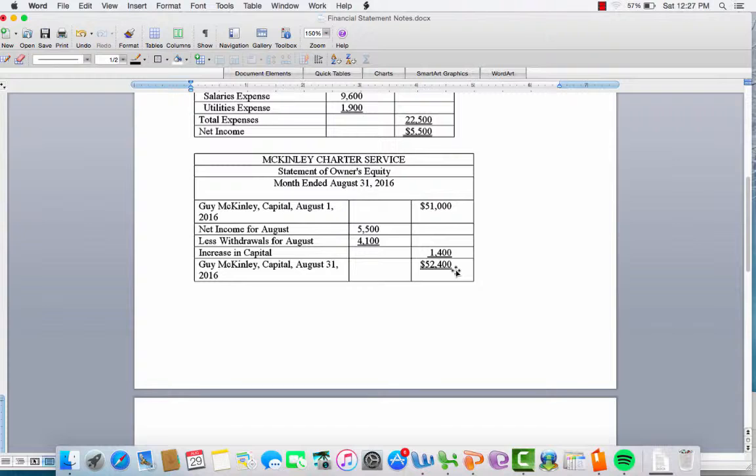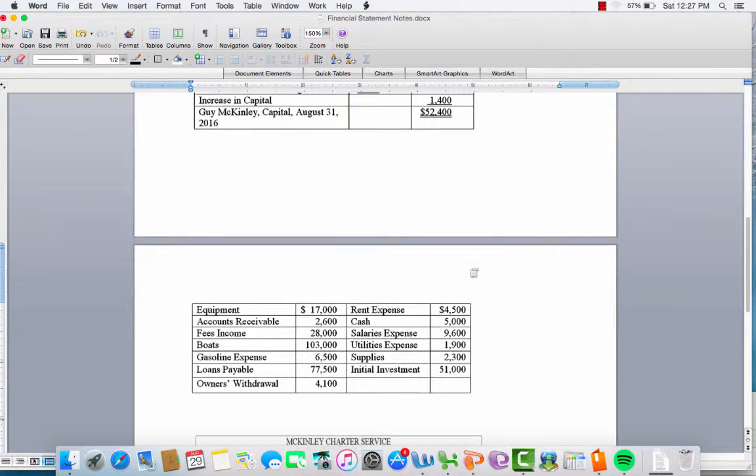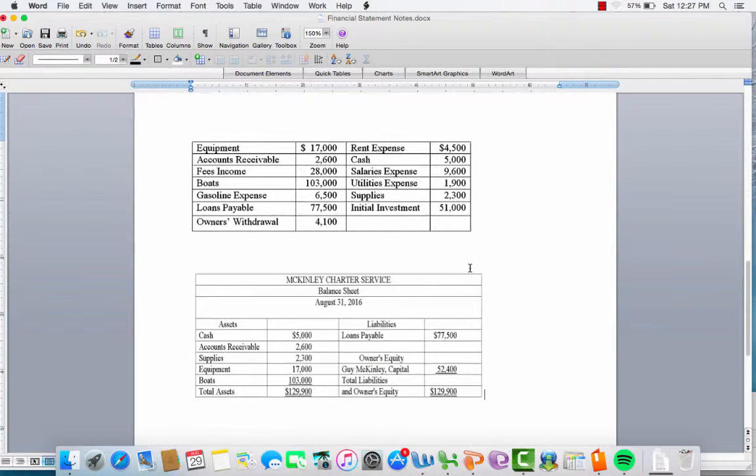Now, once that's done, we could actually go down and complete our balance sheet. And keep this $52,400 in mind, because that's what our, after our change, I should say, that's how much equity we had in the business. All right, so I reproduced over here the accounts that we looked at initially, and we're going to use these to complete the balance sheet.